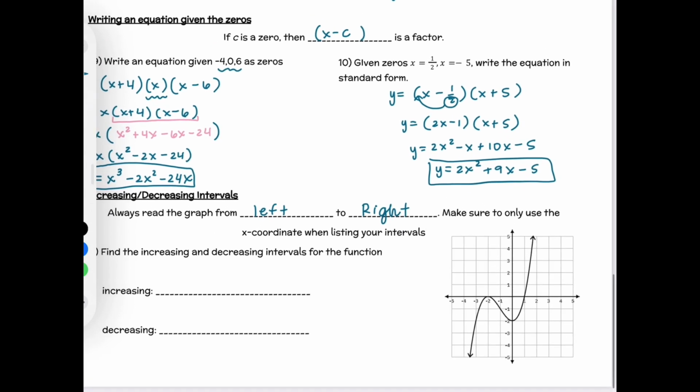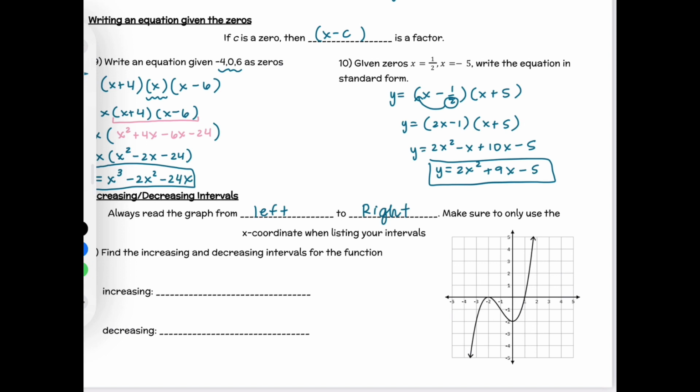So if we look at this one, let's just start from the left of our graph and see what happens. So if we trace our graph from the left, that's where our graph starts, and then we stop increasing. So this part of our graph, we'd be increasing, and we're going to write that from negative infinity. Think about your x-axis. We go from negative infinity to that -2.